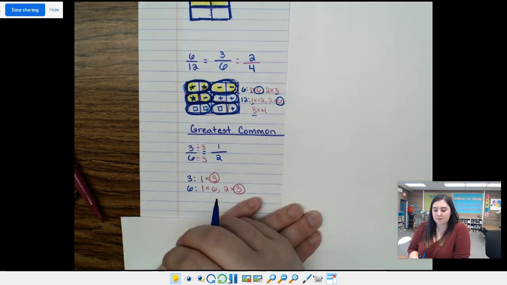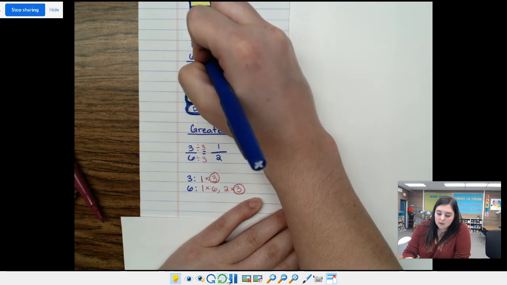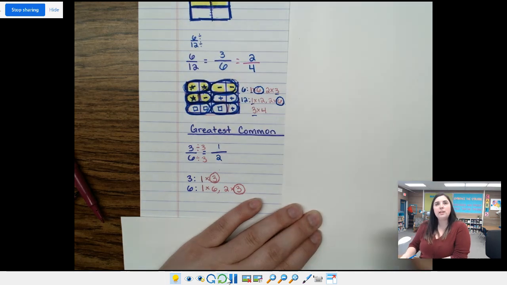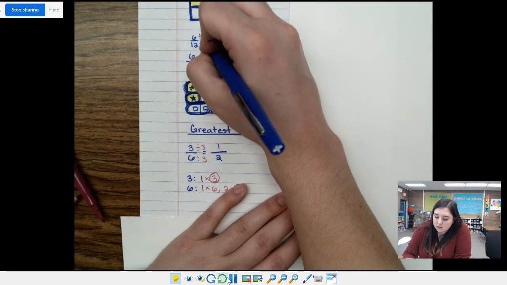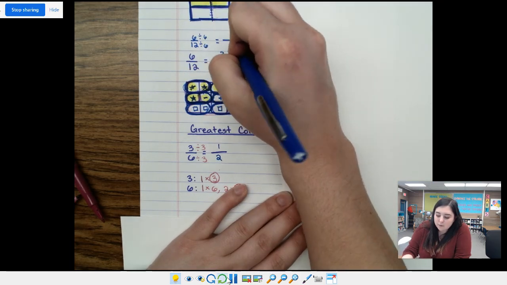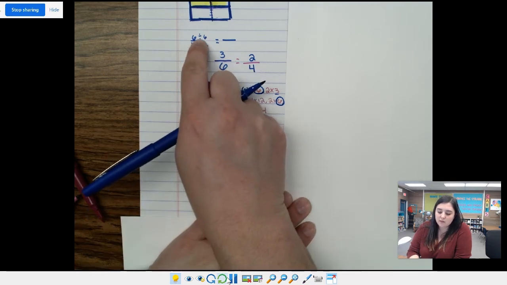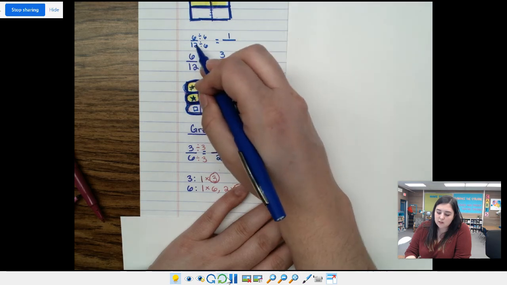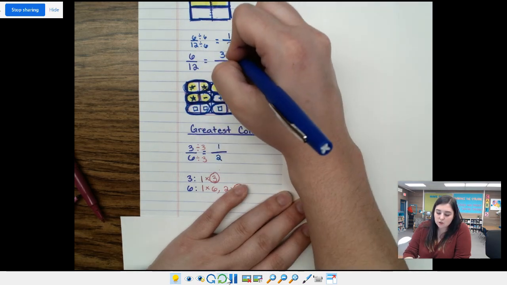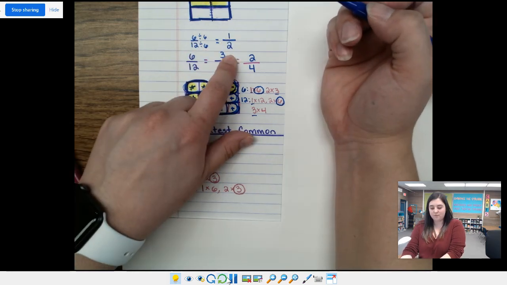That would be 6. So if I want to find the reduced form, I'm going to take my 6/12 and divide by that greatest common factor. Divide by 6 and divide by 6. And that'll tell me the equivalent fraction. 6 divided by 6 is 1. 12 divided by 6 is 2. Wow, did you realize that 6/12 is equal to 1/2?